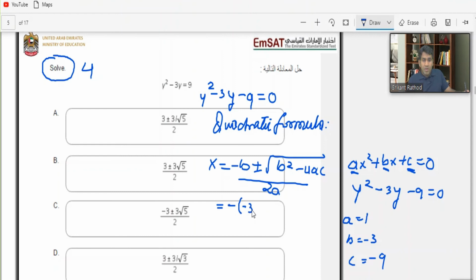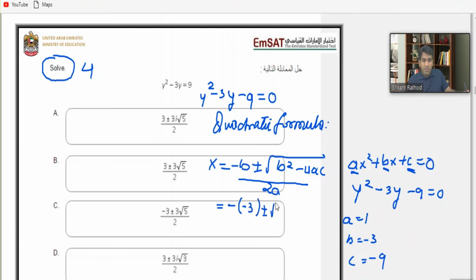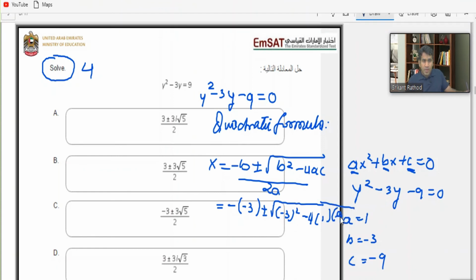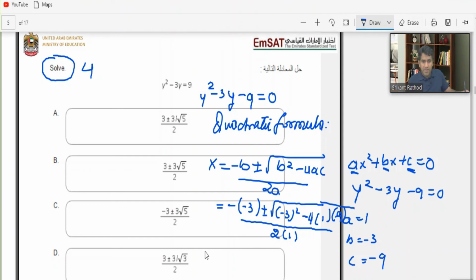Negative 3, what I write here, plus or minus square root of negative 3 squared minus 4, the value of a is going to be 1 and the value of c is going to be negative 9. So the value of c here is negative 9, and this entire expression is divided by 2 times 1. So simplify it.